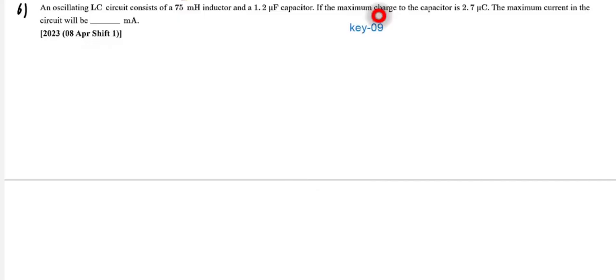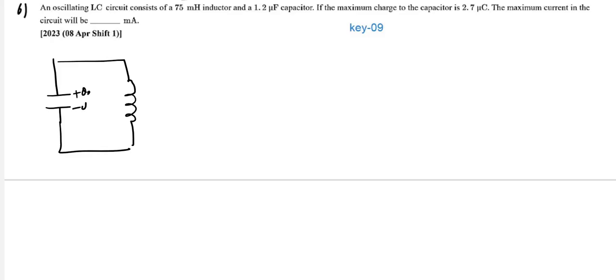an oscillating LC circuit consists of a 75 millihenry inductor and a 1.2 microfarad capacitor. The maximum charge is 2.7 microcoulomb. The maximum current in the circuit will be? I think this is based on LC oscillations. Let me remind you a little. This is the inductor, and initially the capacitor has charge Q0. We know the maximum charge, and he's asking the maximum current.